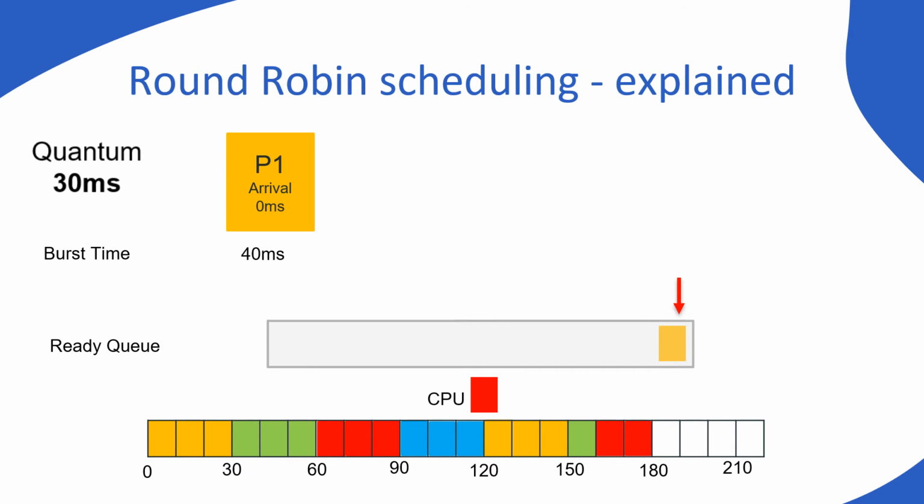It gets the CPU directly and uses up its whole quantum. After P1 has depleted its quantum, it is preempted and sent back to the ready queue. Since no process is now waiting there, P1 consumes 10 more milliseconds until the job is done, and this is how round robin scheduling works.